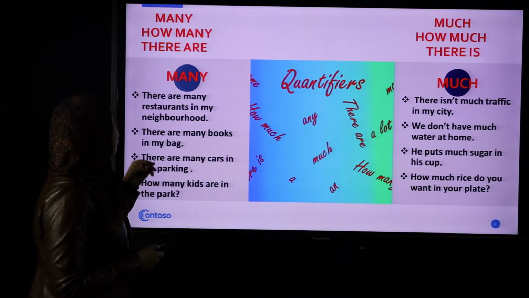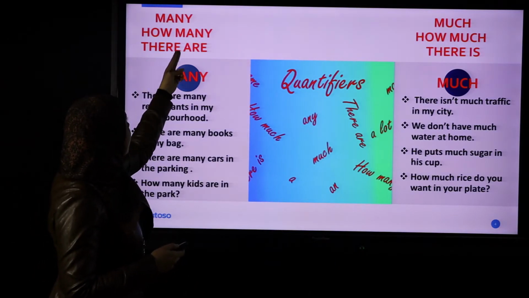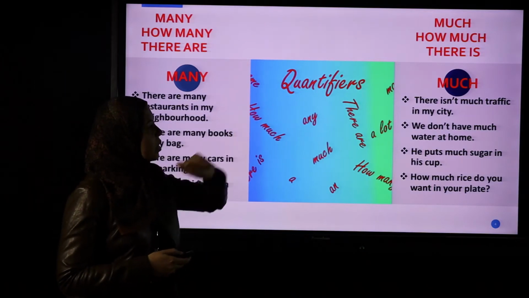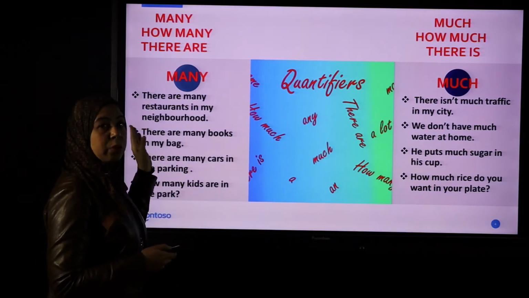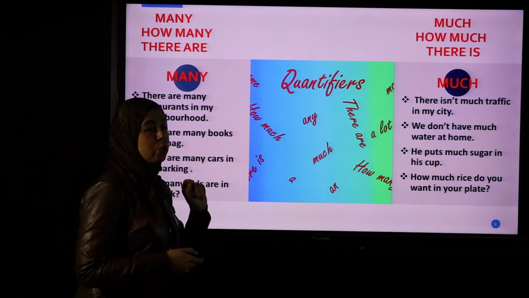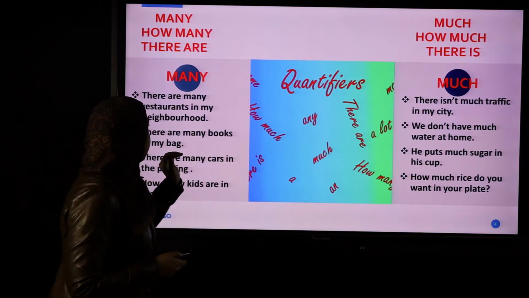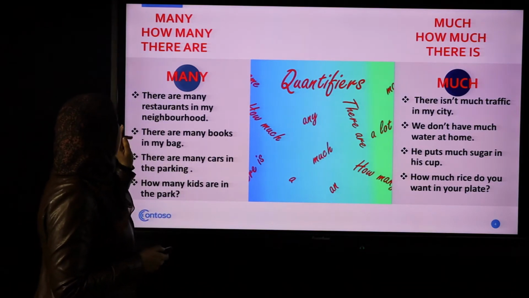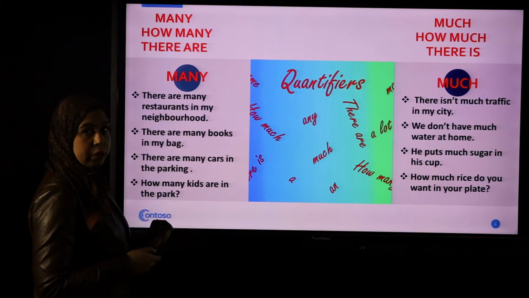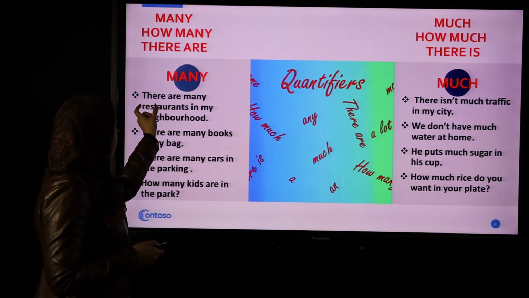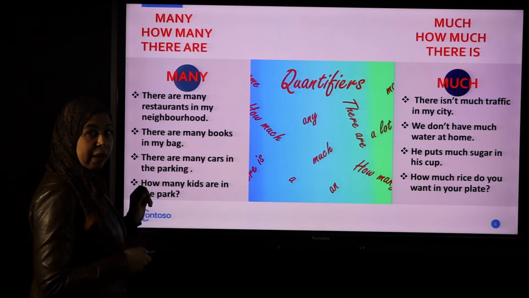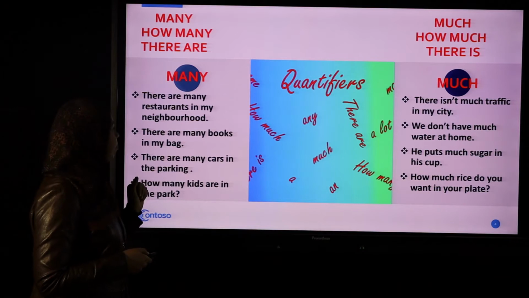Here we talk about how many, there are, and how much and there is. When we talk about the countable nouns, we use many. When we talk about the uncountable nouns, we use much. Let's start with many. Like when I say there are many restaurants in my neighborhood, I used there are with many because I can count the restaurants that I have in my neighborhood.